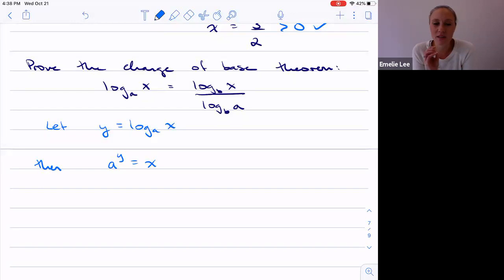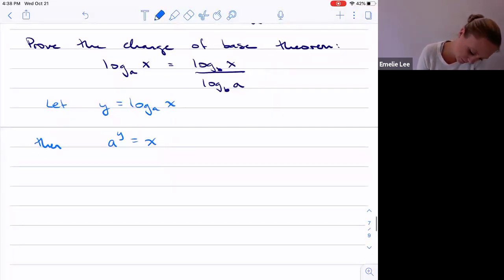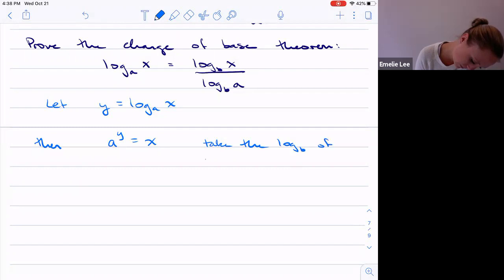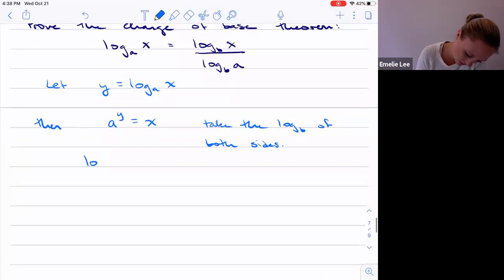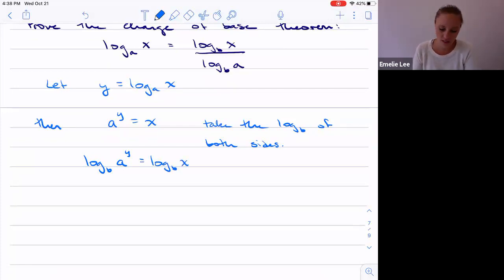If I take the log base b of both sides, if I'm trying to solve for y again here, but in a kind of sneaky way, then I would need to take the log of both sides. So take the log base b of both sides. Then we get the log base b of A to the power of y is the log base b of x. This is kind of the reverse of what we've been using recently.